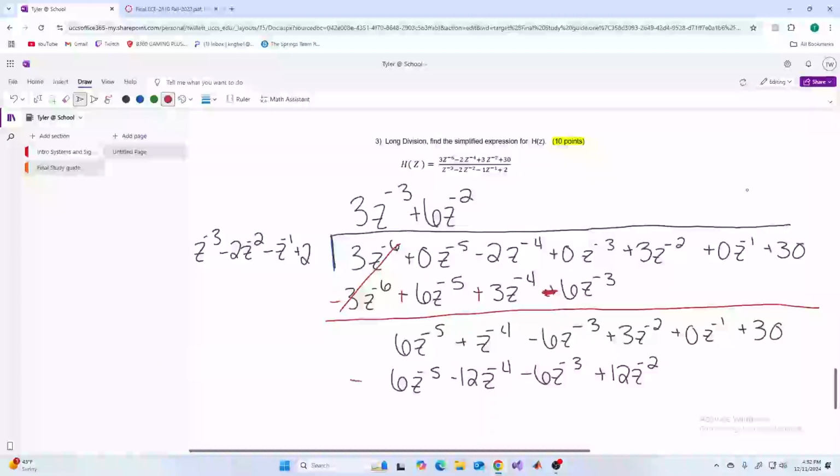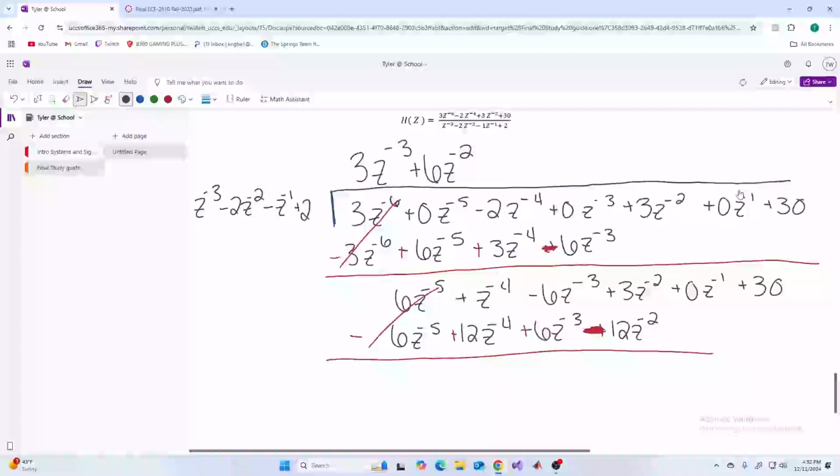Now remember, I am going to subtract. So this turns into a positive, this turns into a positive, and this turns into a negative. It's going to be like that. This should always go away. I need a little more room. So I'm going to get 13z to the negative 4. These two values go away, but I'm still going to write plus 0z to the negative 3 minus 9z to the negative 2 plus z to the negative 1 plus 30.